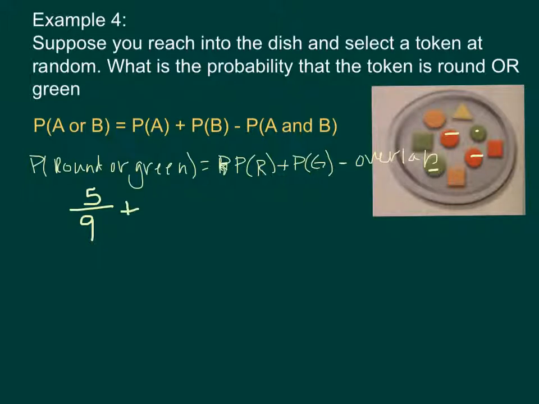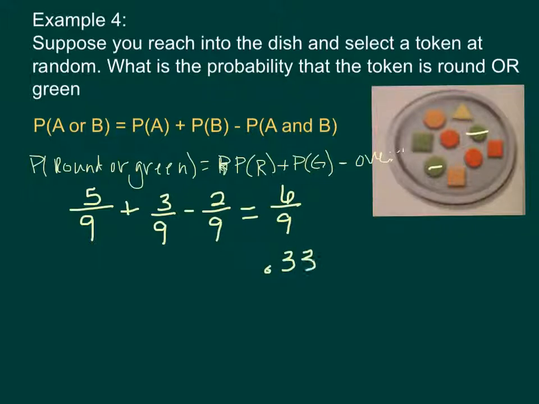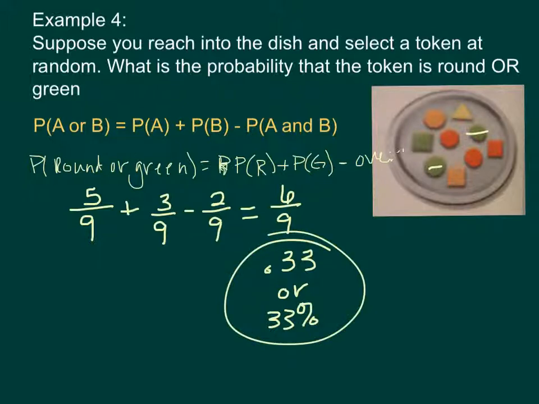The probability of it being green. So let's go ahead and count our green. So we got 1, 2, 3 green over 9. Then I have to subtract the overlap, and I want to know how many things do I have that are green and round? So I'm going to subtract the 2 that are green and round, and then simplify this equation. When I simplify this equation, I get 6 over 9, which is a third, or 0.33, which is 33% chance, if I was to put my hand in there and grab something out, that I would get a round or a green token.